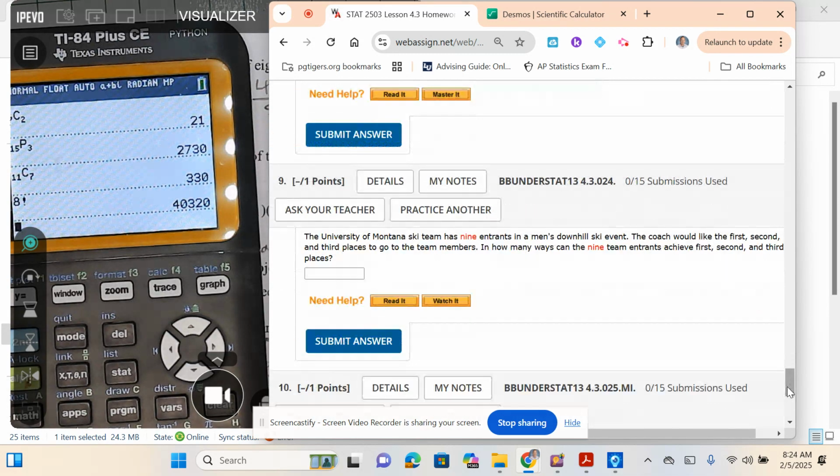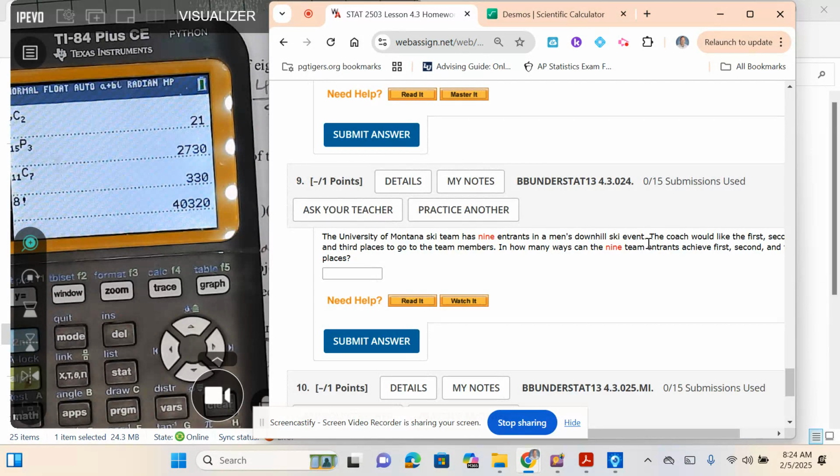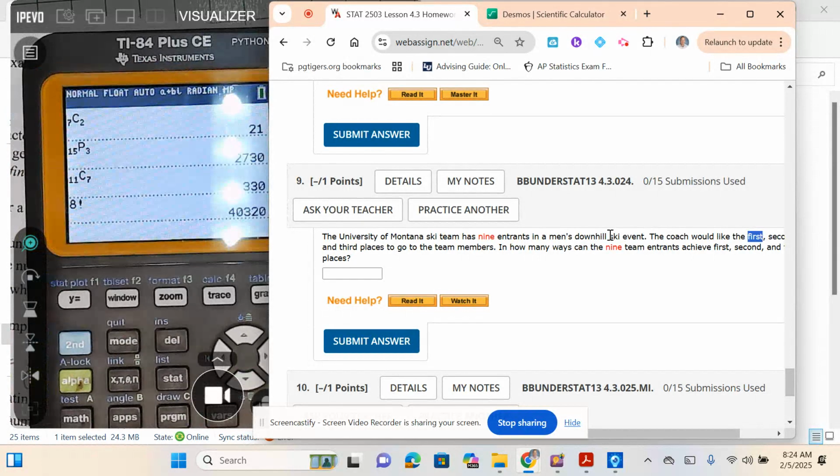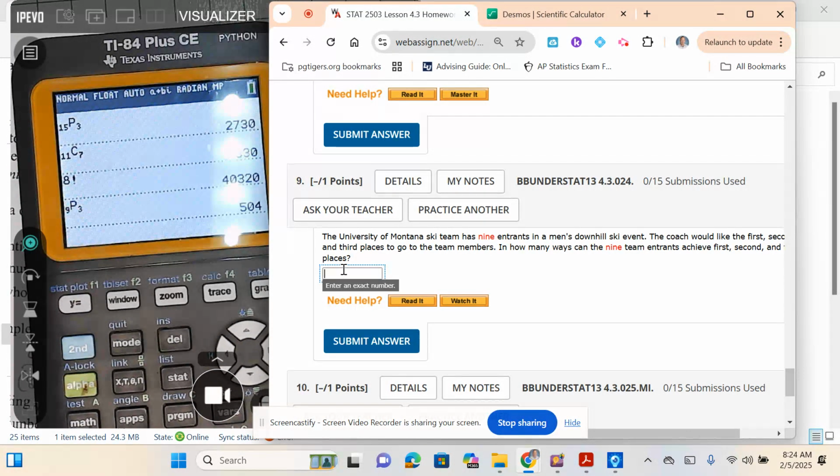Number 9, the University of Montana ski team has 9 entrants in the men's downhill ski event. Coach would like a first, second, and third places to go to the team members. How many ways could 9 team members achieve first, second, third? So I'm selecting a few from a whole, and I've got to think. The people I'm selecting, does the order in which they are selected matter? Yes, first, second, third. So this order does matter. So this is a permutation.